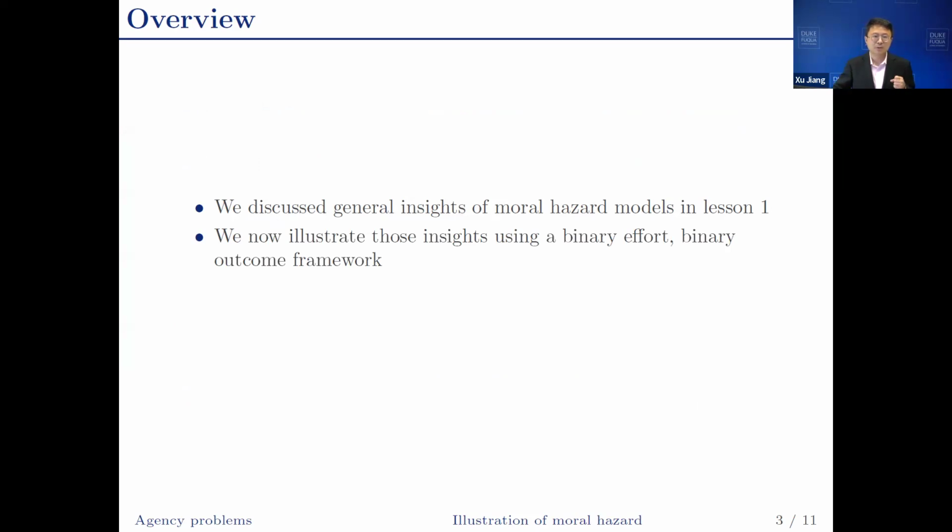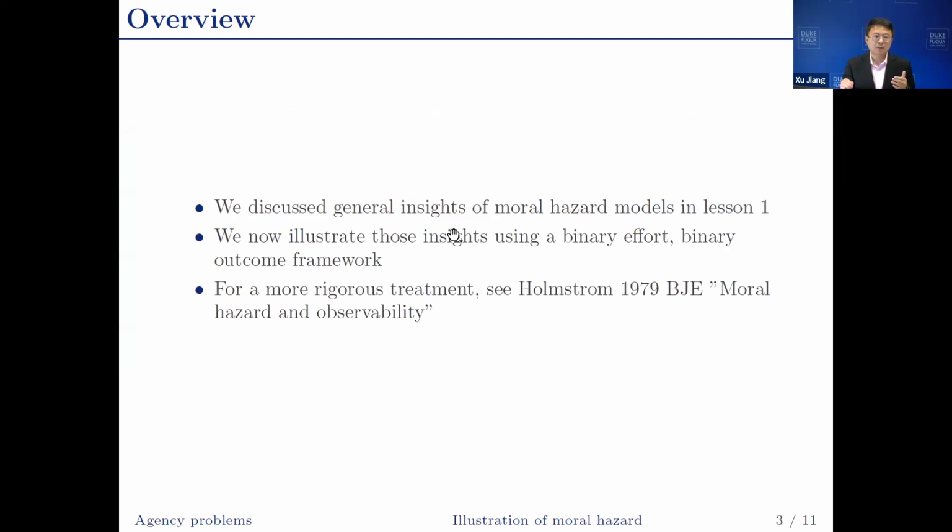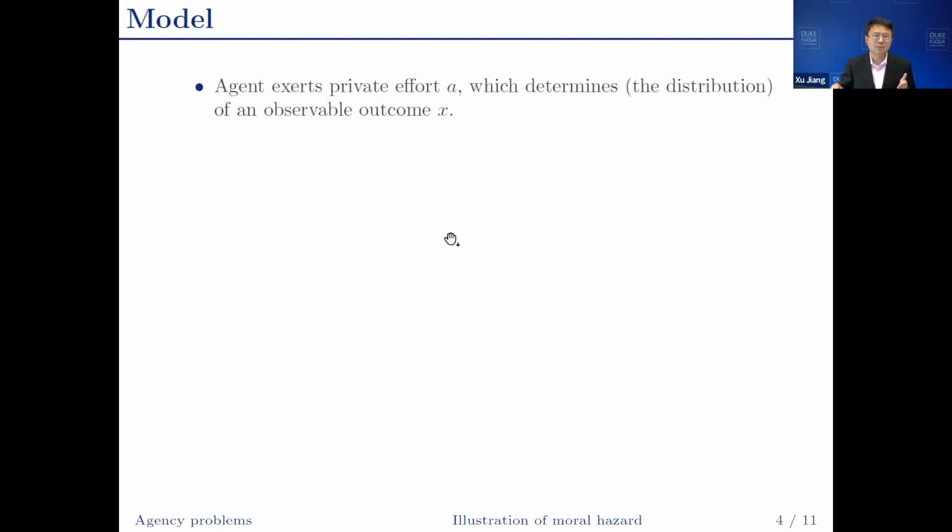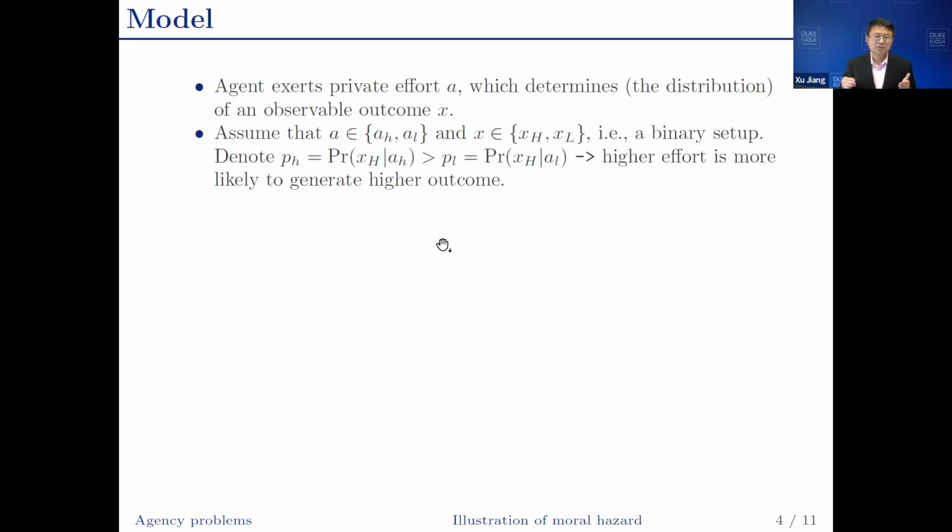It means effort can be high or low, and outcome can be high or low. For more rigorous treatments in more general settings, check Holmstrom 1979, Bell Journal of Economics. Let's look at the model. There is an agent. The agent exerts effort A that is not observed. A determines the distribution of an outcome X that is observable to the principal. As mentioned, A is binary, it can be either AH or AL, and X is binary, it can be either XH or XL. The probability of X being XH conditional on AH is PH. The probability of XH given AL is PL.